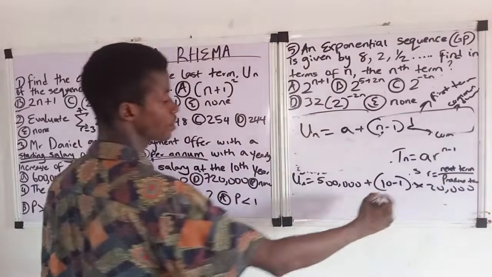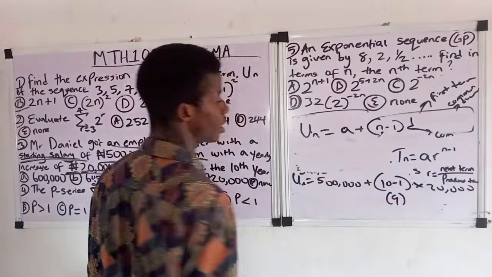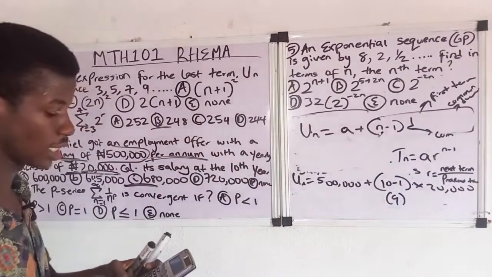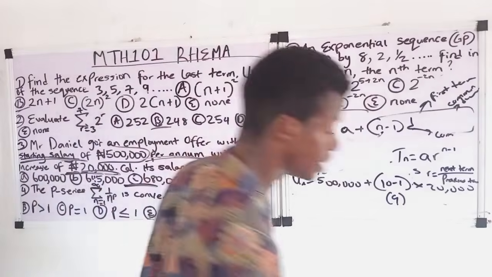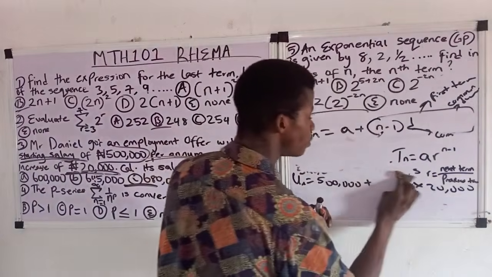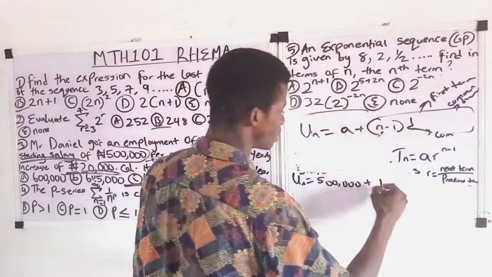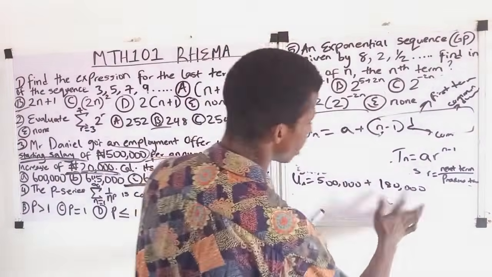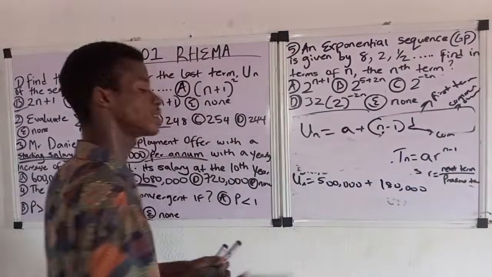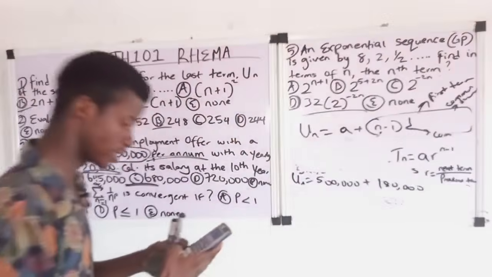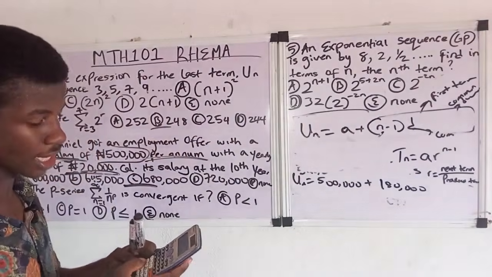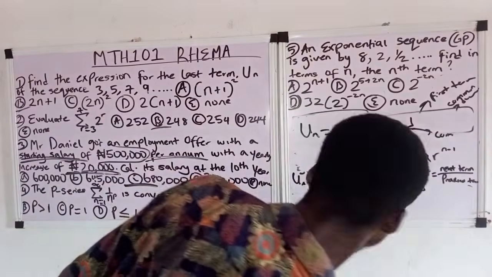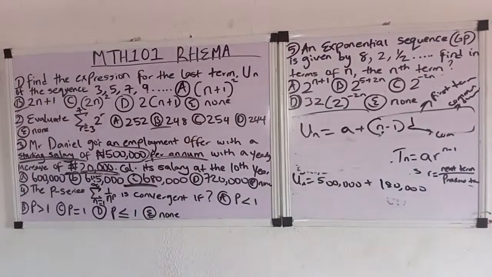So 10 minus 1 will give us 9, right? 9 times 20,000 will give us 180,000. So let's continue: 500,000 plus 180,000. Everything will be 680,000. So that is just it. So the answer is C.